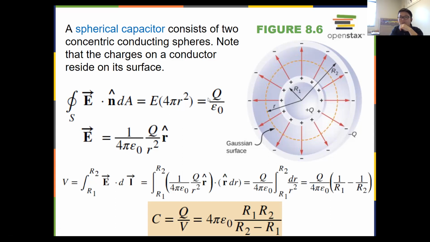Then Q divided by V gives you this result as the capacitance of this. So again, you assume a Q, use that Q to find V, and use the definition C equals Q divided by V for the capacitance.